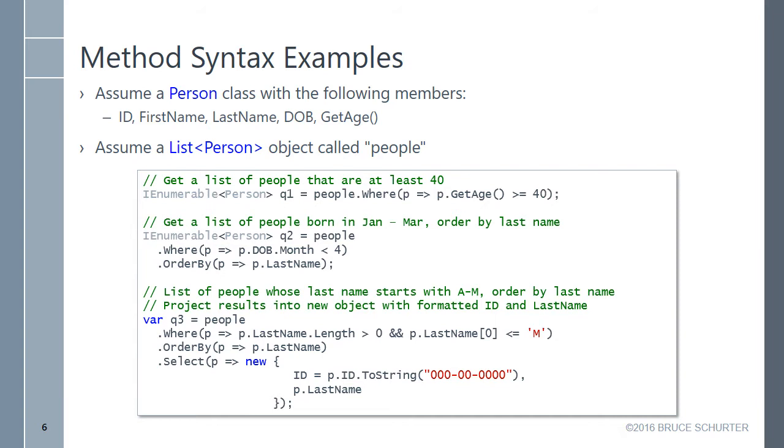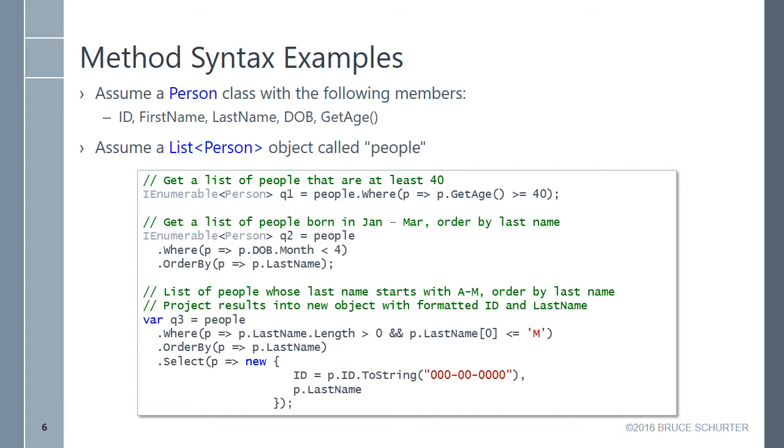And again, we have a where clause. This time we're checking for last names that have length, and then the first character of the last name must be less than or equal to m. The reason we check the length first is to make sure we don't have an index out of range exception when we look for the first character of the name. Then we order it by last name as we did in the previous example.